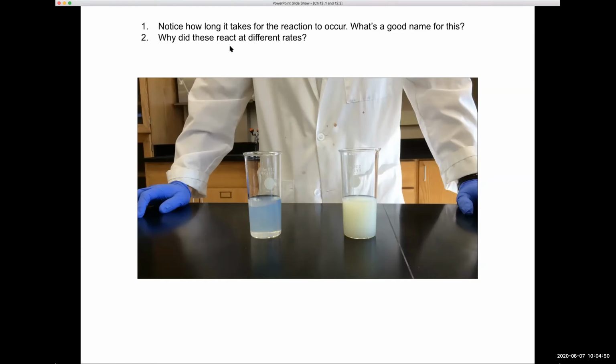Okay, so the second thing on this slide, why did these react at different rates? Well, that's what we're going to talk about when we get to the end of the section, in section 12.2, what factors affect reaction rate. So there's a little suspense here. We'll wait until we get to that to talk about that. And how could we express the time it takes for a reaction to occur mathematically? Well, that's what we're going to get into next.